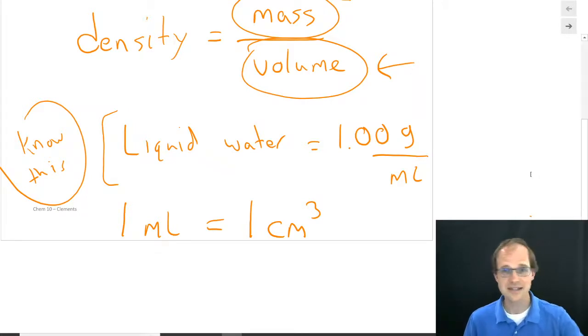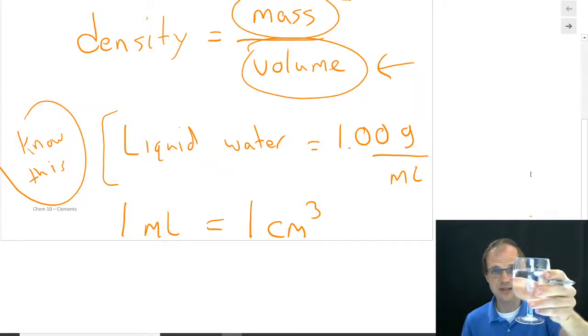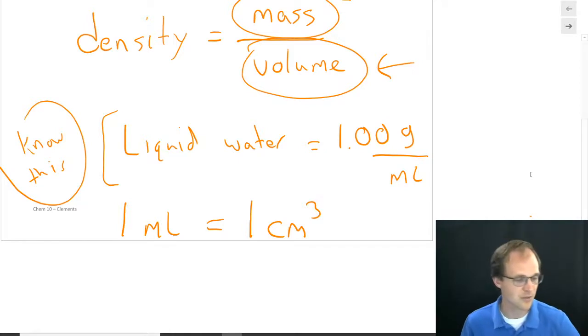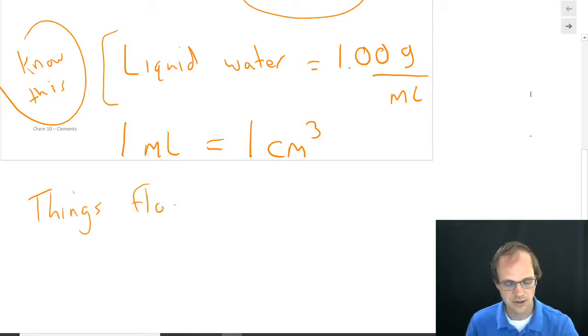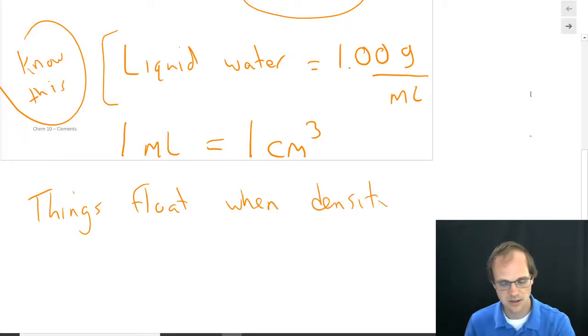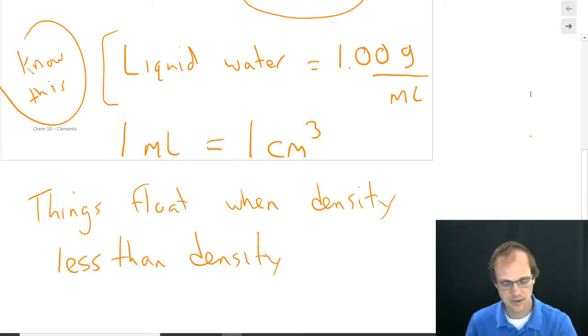Now, why does the ice cube float inside this water? The ice cubes are going away, but you can see they're still there. Why does the ice cube float? Well, it turns out things float when their density is less than the density of the liquid.